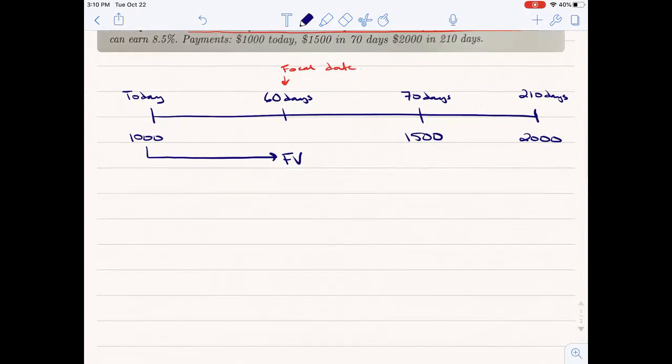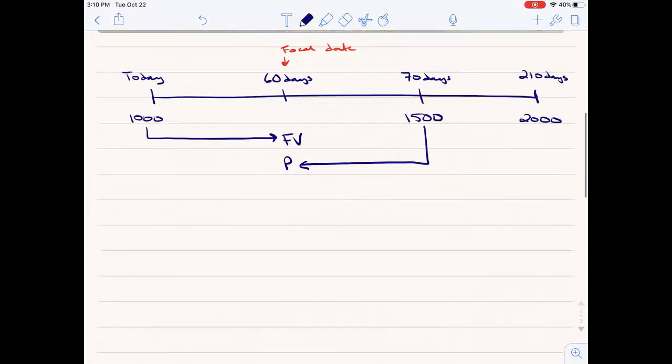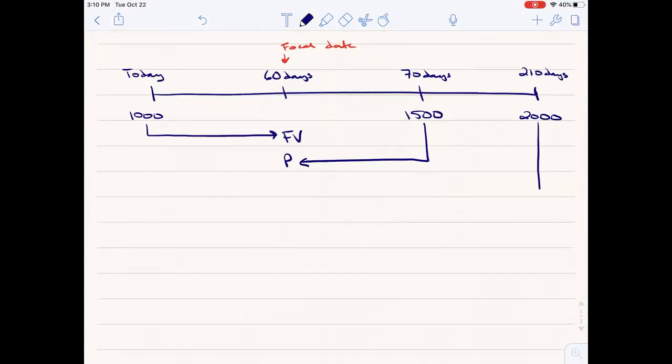This 1,500 at 70 days has to get pulled backwards, and I give it its own line. Oh, it changed to a circle. There. Because I'm pulling it backwards, I'm calculating P. Same thing for the 2,000. It's also going to be pulled back to a P.